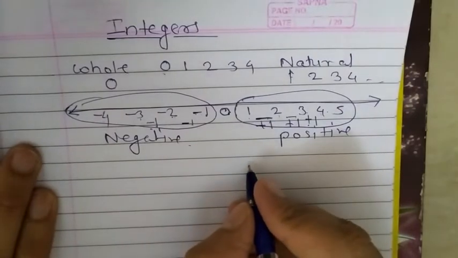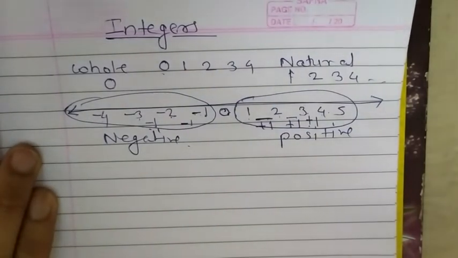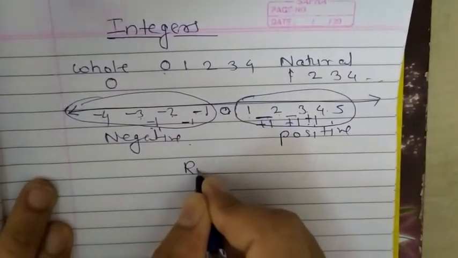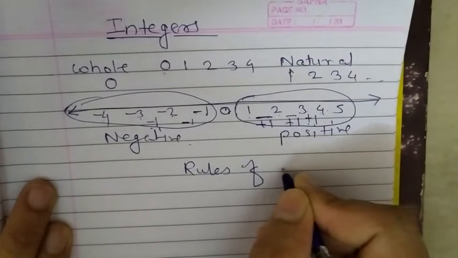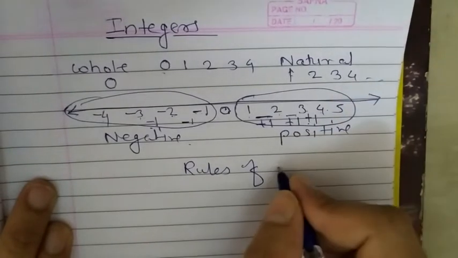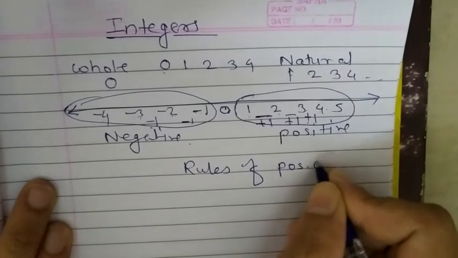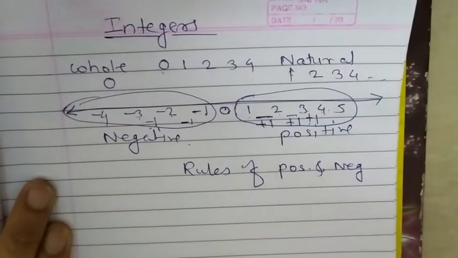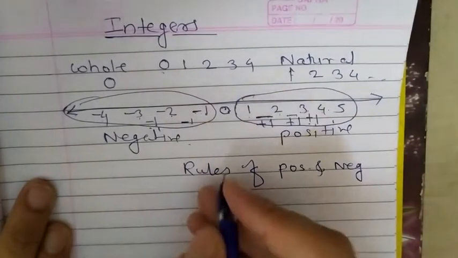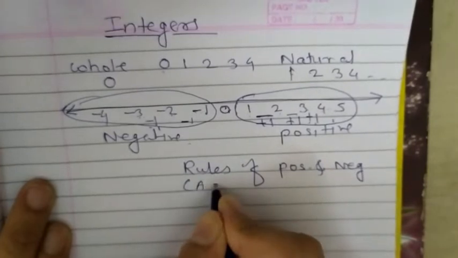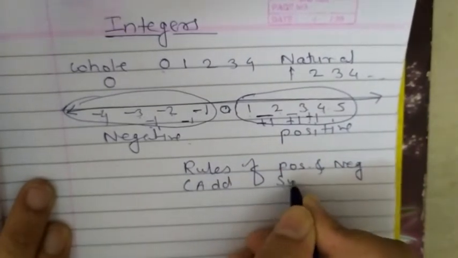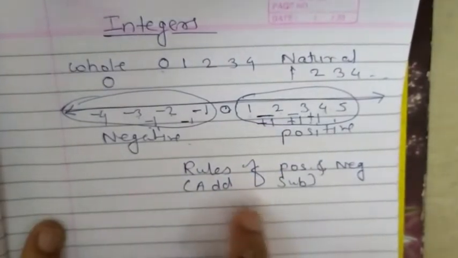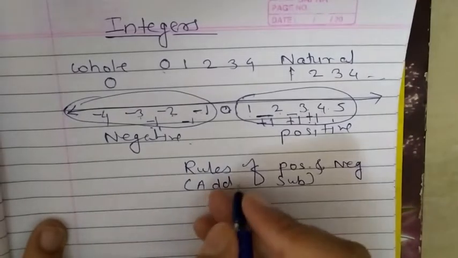Now in the integer, many students get confused about negative and positive numbers. So we will see the rules of positive and negative. Here in the rules of positive and negative numbers, we will particularly see them for addition and subtraction. So here we will see the rules of positive and negative symbols, including addition and subtraction operations.